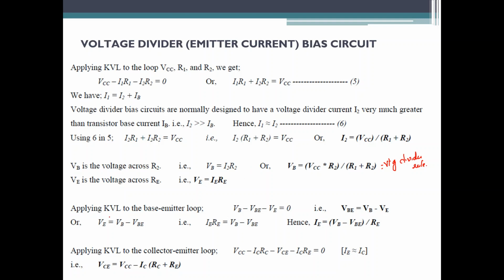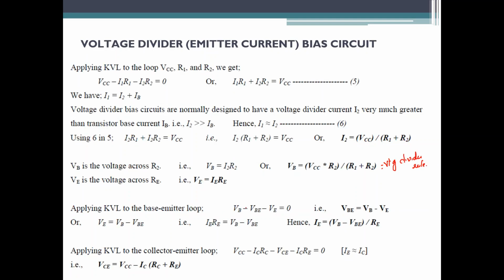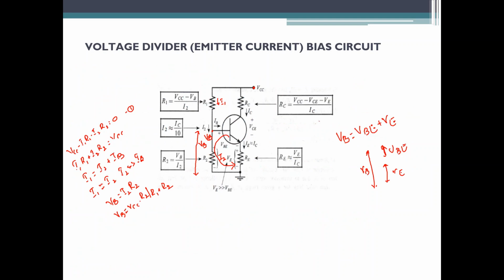Applying KVL to the base emitter loop. So which is the base emitter loop here? The base emitter loop is this one. Applying KVL to the base emitter loop, they will get a formula VB minus VBE minus VE is equal to 0. Same thing, whatever I have written here. See here, the same thing has been obtained.